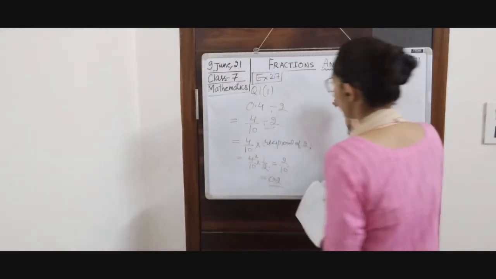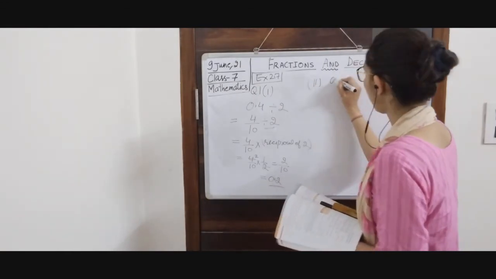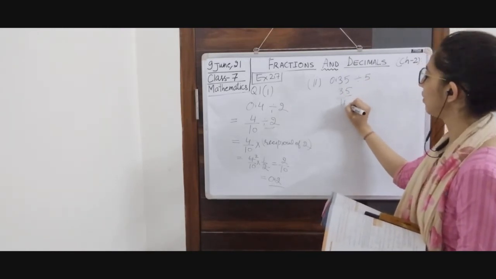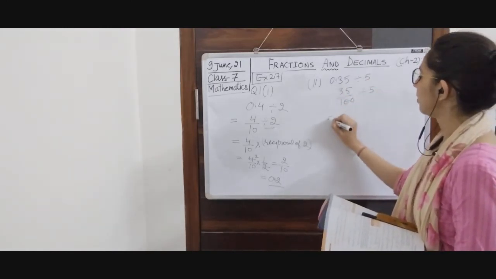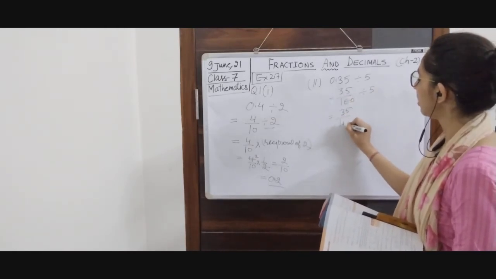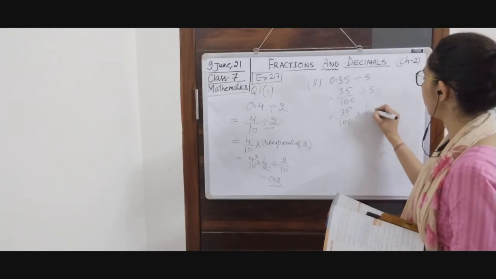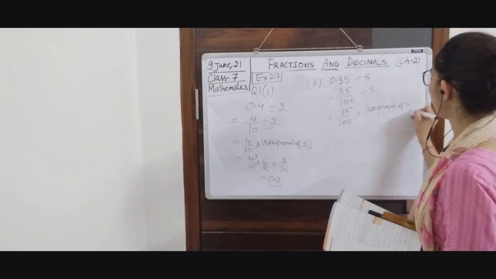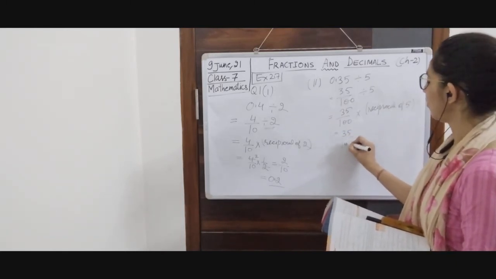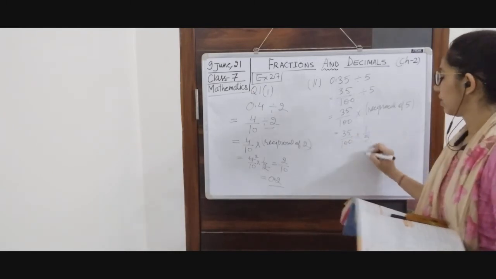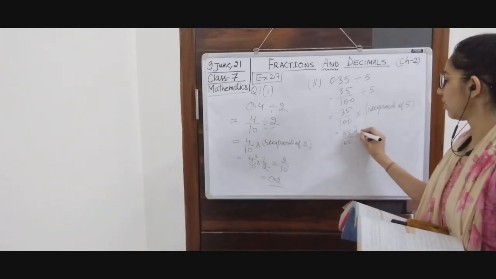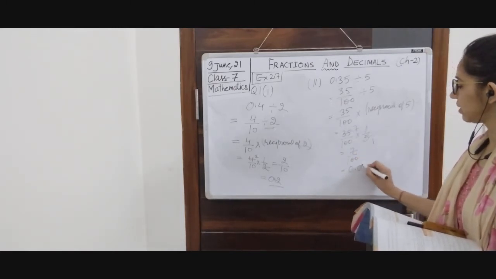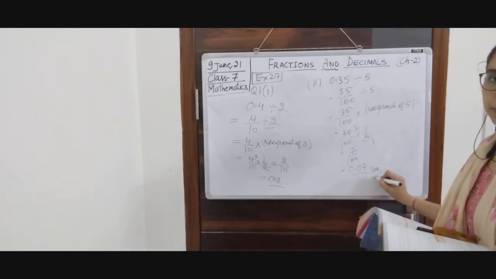Next part, B part, is 0.35 divided by 5. Okay? First step, remove the decimal, divide by 5. Second step, convert divide into multiplication with 5 by its reciprocal. The reciprocal of 5 will be 1 by 5. Now we will perform cancellation. 5 7s are 35, 7 by 100, or you can write 0.07. This is your answer.